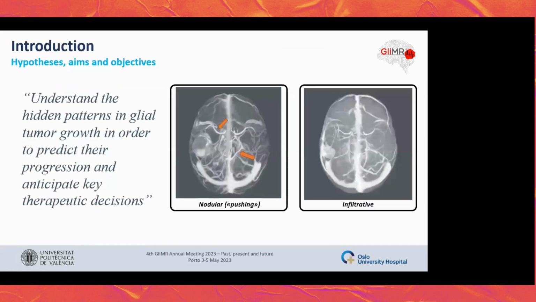The main aim of this project is to try to understand the patterns in the growth of the tumor, with the aim to predict the progression and to anticipate the key therapeutic decisions. As you know, glioblastoma is highly heterogeneous, not just interpatient, but also intrapatient, and this leads to different growing patterns. For example, you have a nodular pattern and an infiltrative pattern. That's very different: one pushes the surrounding structures, and the other grows infiltrating.